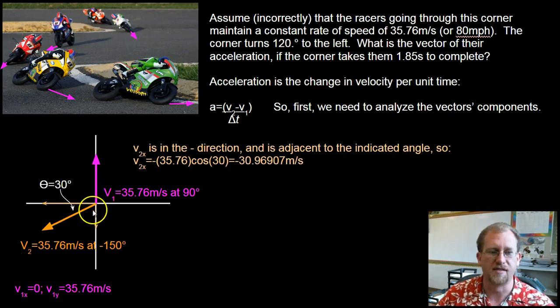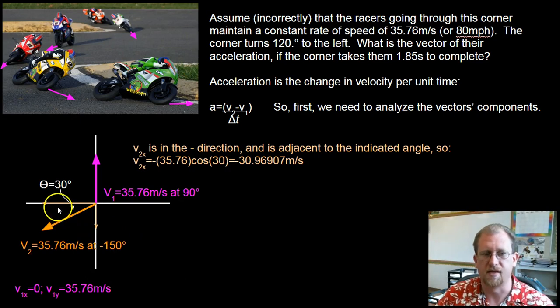Okay. Now the second one is a little bit harder. I have to look at the x and the y of this line. And I have to keep all my signs correct here. Okay. So v2x is in the negative direction because x going this way is negative. And it's adjacent to the indicated angle, this one here. I'm going to be using the 30 degrees here. Now, again, this is negative 150.